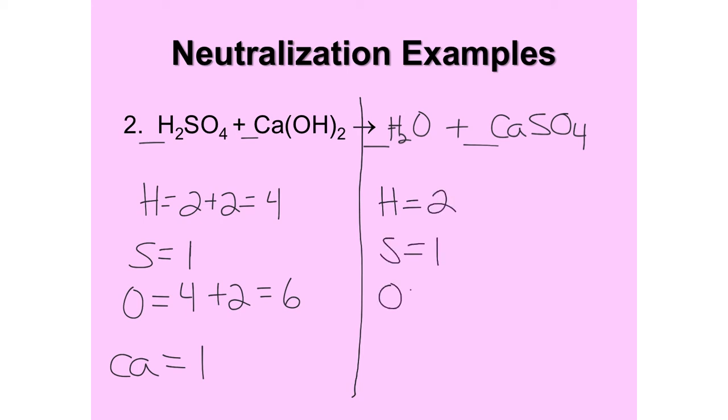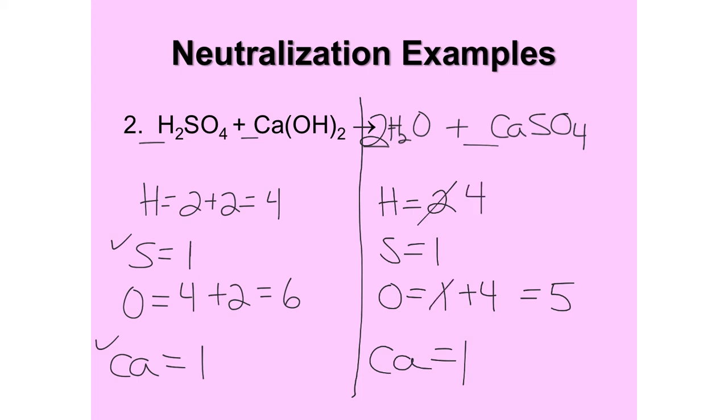1 sulfur. Oxygen is 1 in the water, 4 in the calcium sulfate for a total of 5, and calcium is 1. So sulfur and calcium are already balanced. Hydrogen is going to be a touch easier to fix. So I know I need to get hydrogen to 4, so I put a 2 in front of water. That changes hydrogen to 4. That also changes those oxygens from water to 2, giving me 6, so now everything is all balanced.